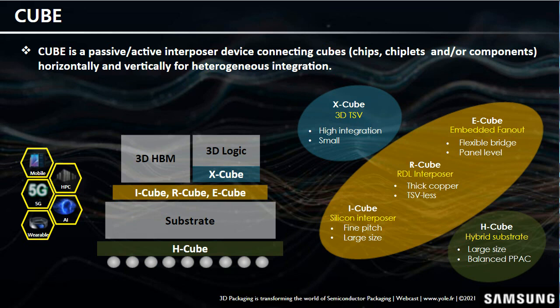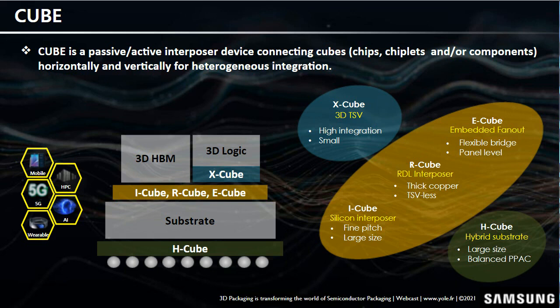And then R cube is based on the RDL interposer. By nature, RDL is already thick enough, with thick copper of around 3 micrometer or so. And also, in the RDL interposer there's no TSV, that's why it is TSV-less. Thanks to being TSV-less, the RDL interposer is cost effective.